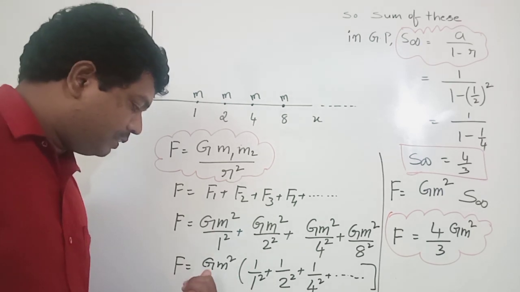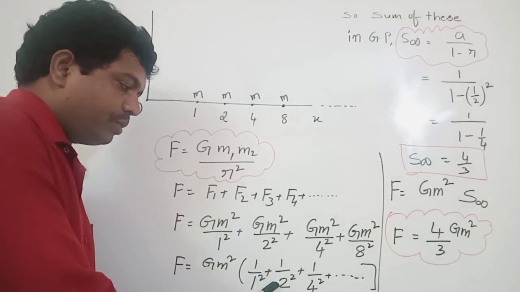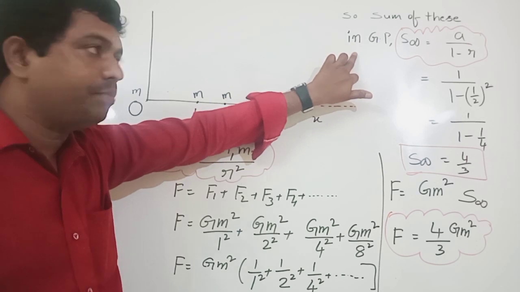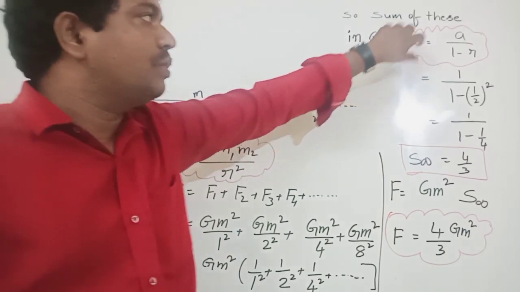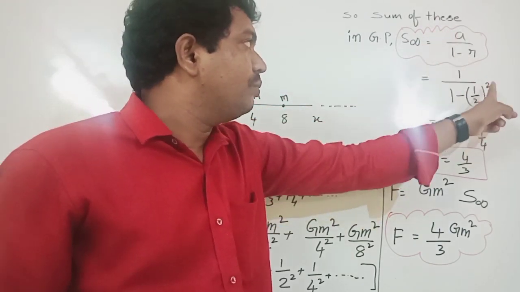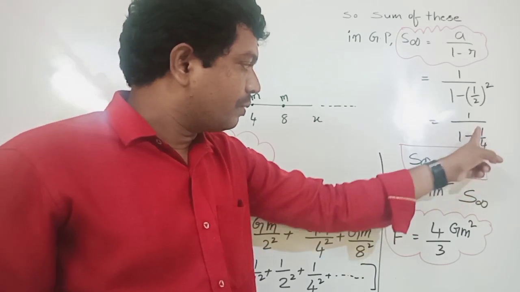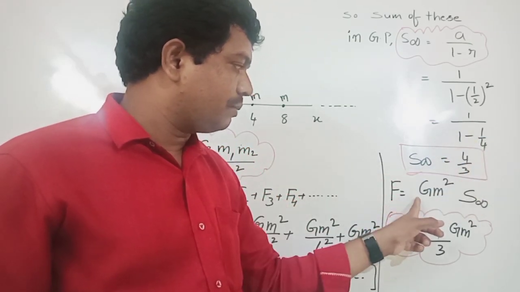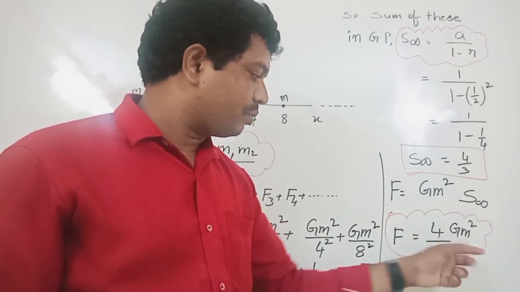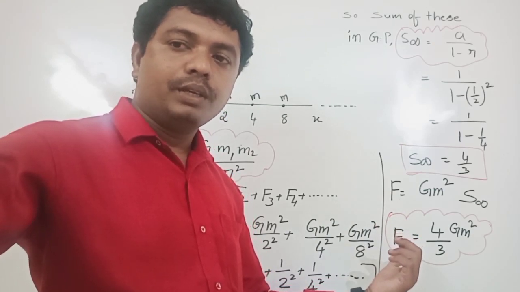Here Gm square is common: 1 by 1 square plus 1 by 2 square plus 1 by 4 square and so on. These are all in GP. The sum of an infinite GP is a divided by 1 minus r, where r is equal to 1 by 2 whole square, that is 1 by 4. So 1 minus 1 by 4 is 3 by 4, and F is equal to Gm square into S infinity. Then 4 by 3 Gm square is the magnitude of the force experienced by the body.